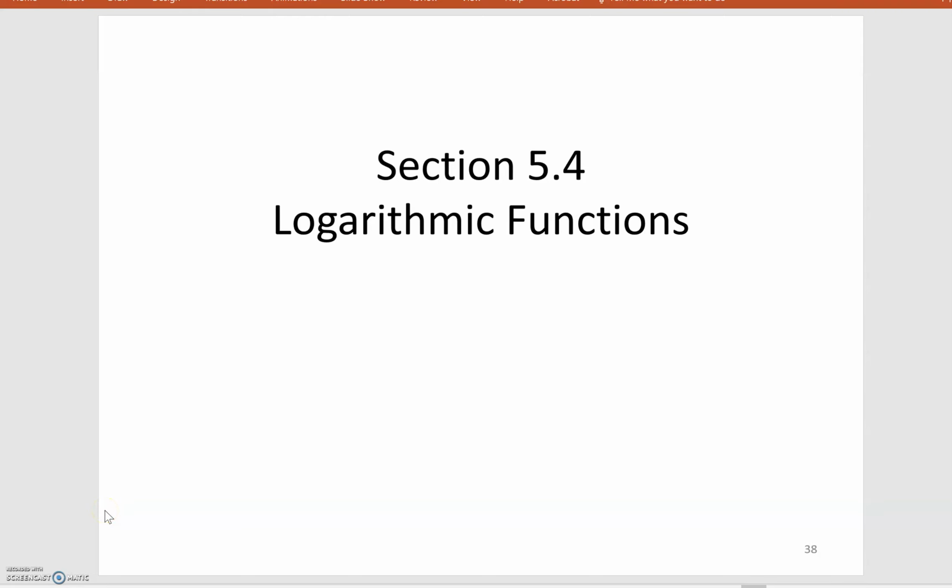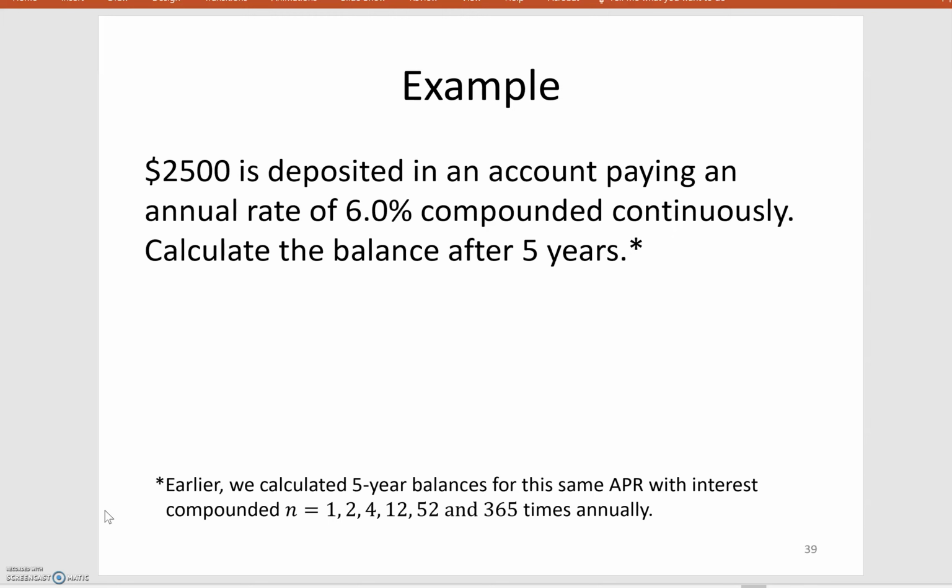Section 5.4 Logarithmic Functions. So let's look at an example. It says $2,500 is deposited into an account paying an annual rate of 6.0% compounded continuously. Calculate the balance after 5 years.